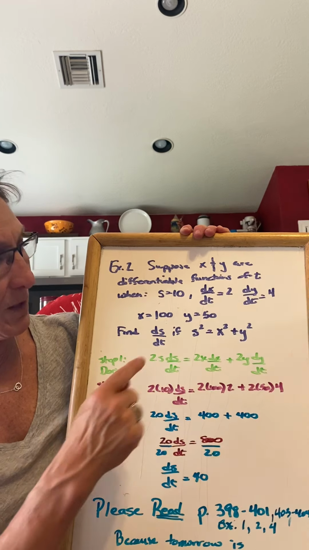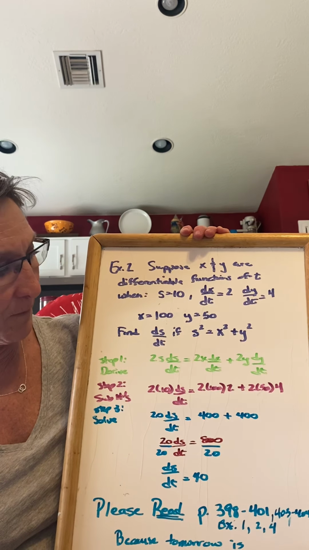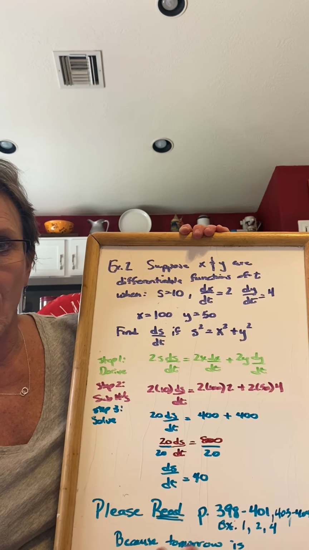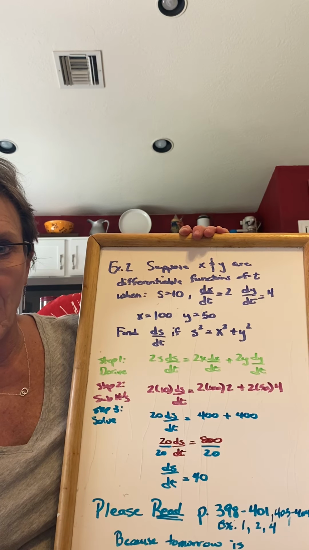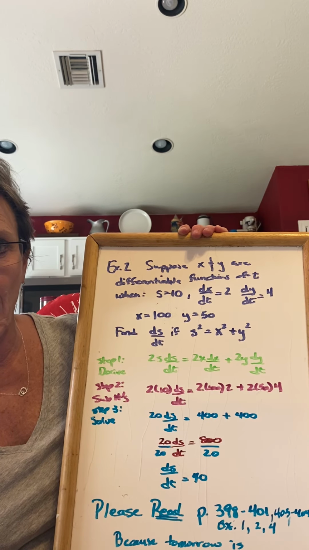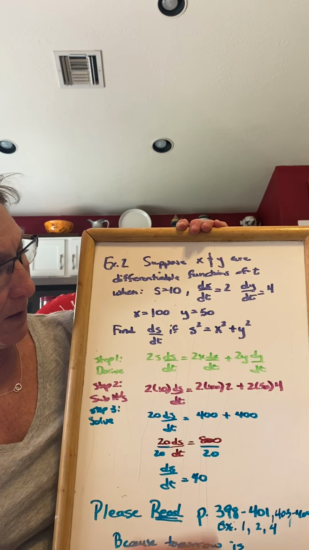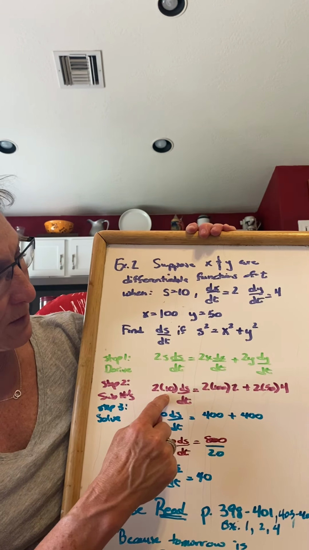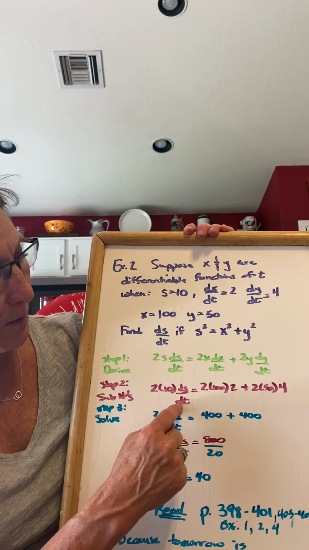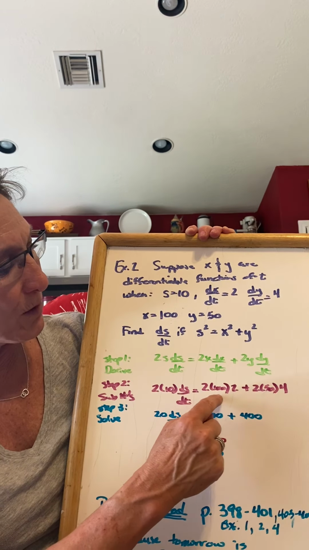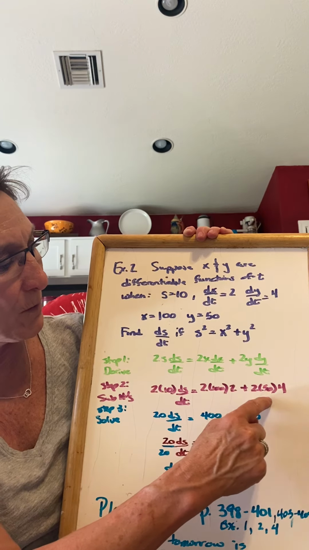Step 2, substitute the numbers you know. Now tomorrow when you're doing word problems, you'll have to figure out what those numbers are. That's going to be the hardest part. What's the rate? What's the dx dt? What's the x? What's the whatever? So I substitute those numbers in. 2 times 10 ds dt, because I don't know that one, equals 2 times 100 times 2 plus 2 times 50 times 4.